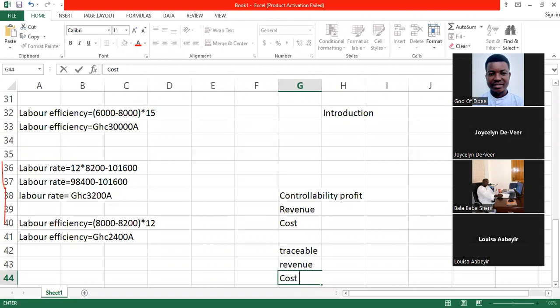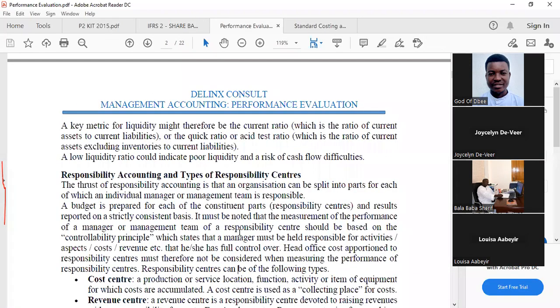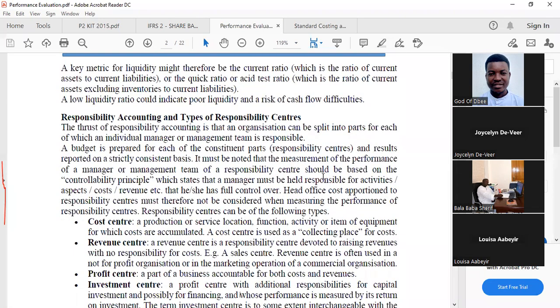But we have examples of responsibility centers. The first one is the cost center. If they say cost center, what is the meaning? Joycelyn, cost center. It's a center in which cost is accumulated. A cost center is a production or service location, function, activity or item of equipment for which costs are accumulated. This place is only for cost.